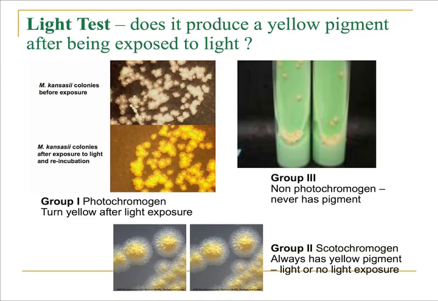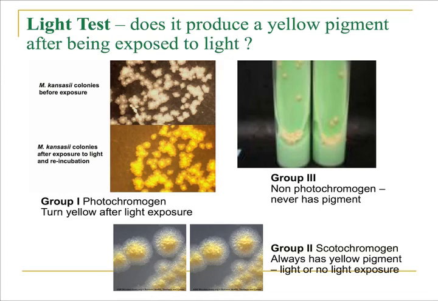After about 8 hours or so of being exposed to light, you then wrap it back up in the aluminum foil and put it back into the incubator. Leave it in the incubator for 24 hours, then bring both tubes out, unwrap them, and compare the color of the pigment. If you have a group 1 photochromogen, as on the upper left-hand side, you will see that after incubation, it will turn yellow after light exposure. The one that was not exposed to light has no color. This is known as a photochromogen.